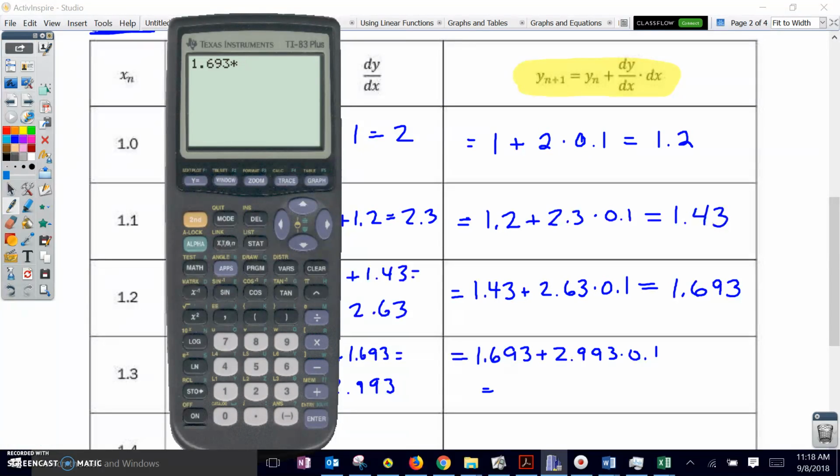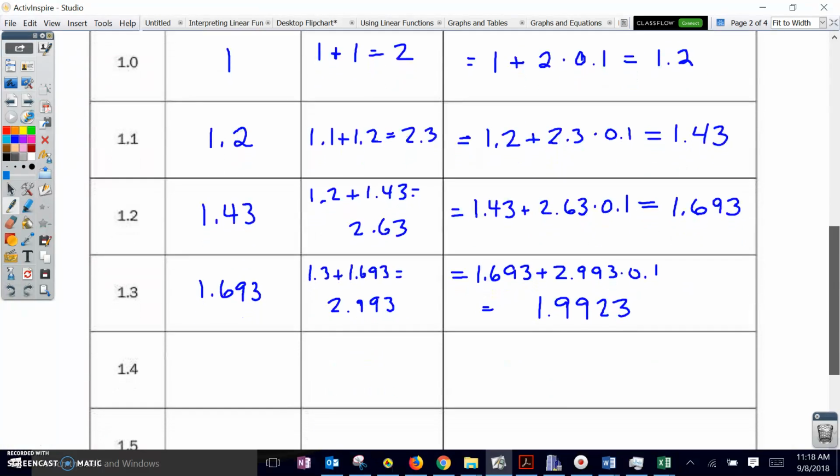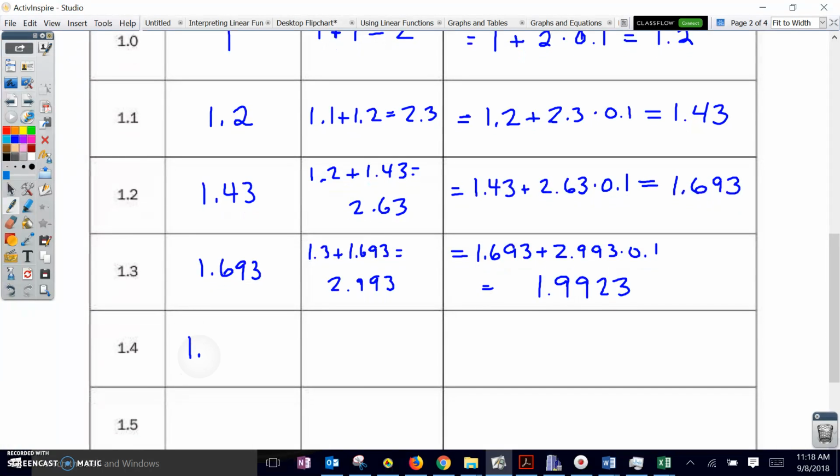1.693 plus 2.993 times 0.1, 1.9923. I'm going to carry that down to the next row of my table, 1.9923. And now I'm again going to calculate my approximated value for dy dx.